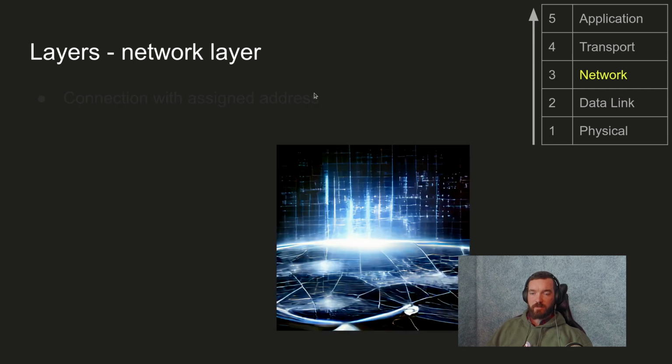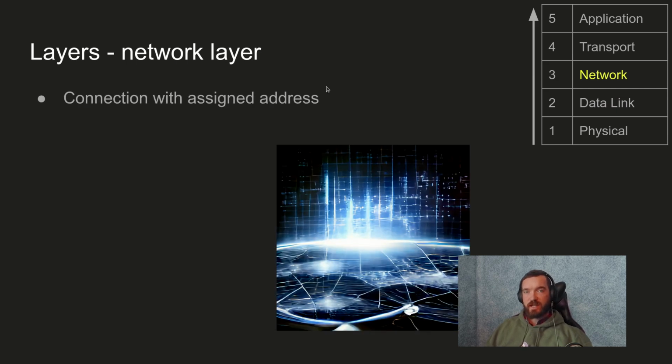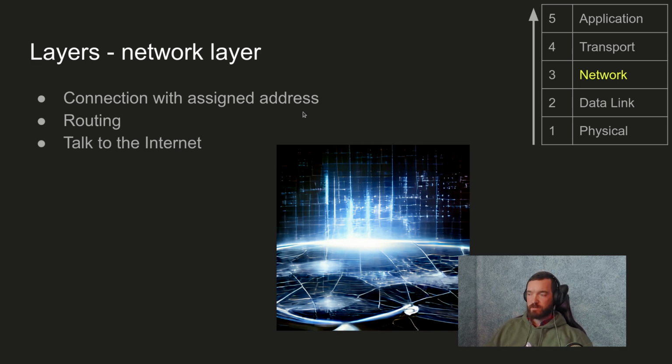And the network layer, this connects with an assigned address, so your network layer address can change. And routing, this is how packets get from one network to another. And this is what lets you talk to the internet.